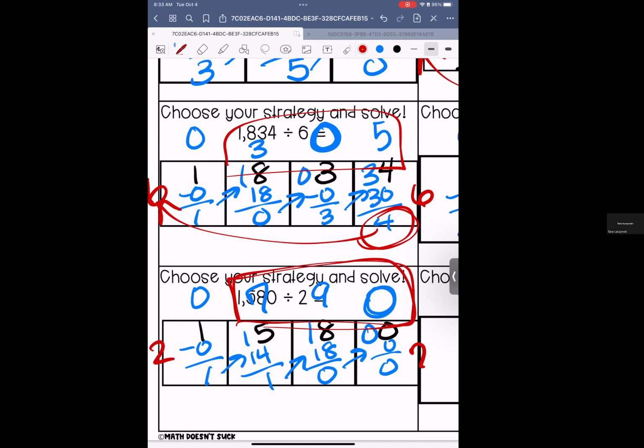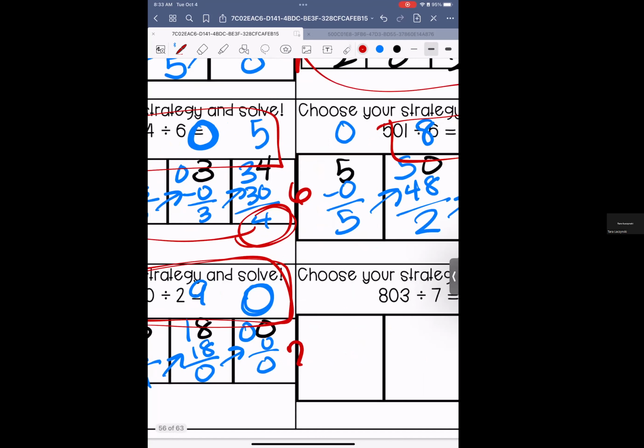We know we can check these with multiplication. If I forgot that 0 and only did 79, well, 79 times 2 is 158. That would have been way too small because I have 1,580. All right, sweet faces.